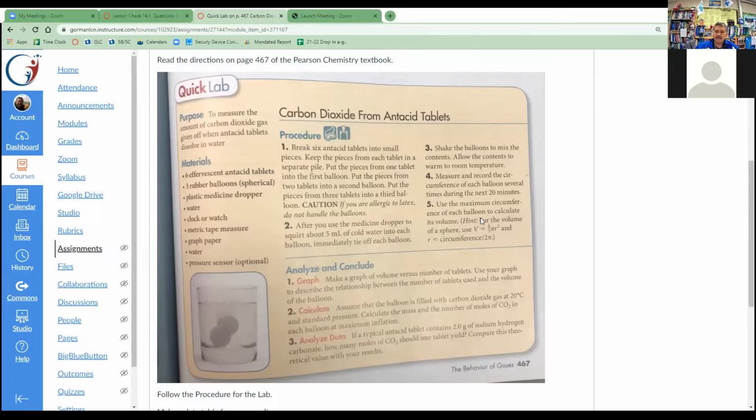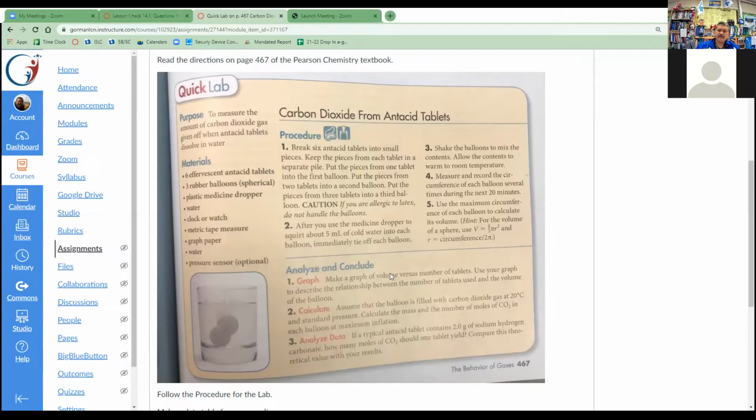And then you're going to use that number, the circumference, in this formula here to get R. And then you're going to plug R into that formula to get the volume. So we're going to see how the volume changes in time. The difference between the 3 balloons will be one will have 1 tablet, one will have 2 tablets, and one will have 3 tablets. And it says make a graph.